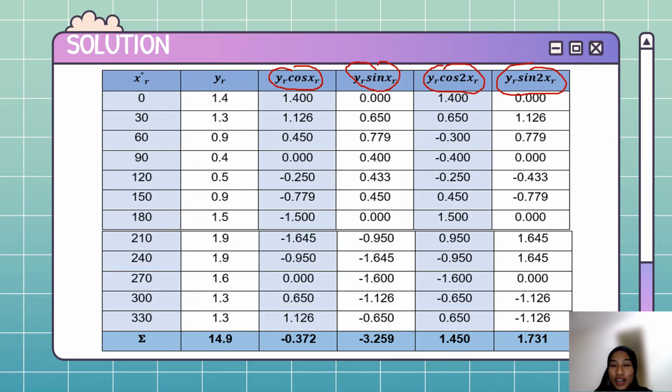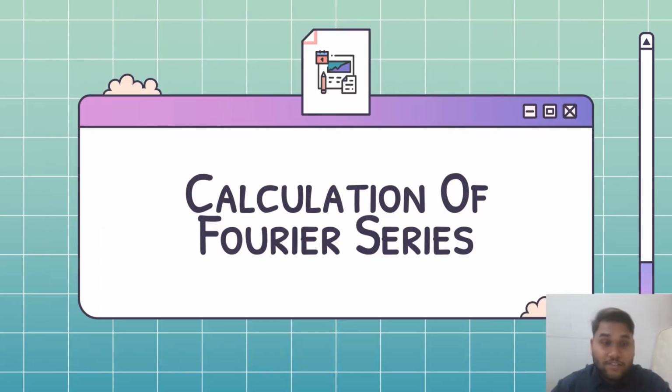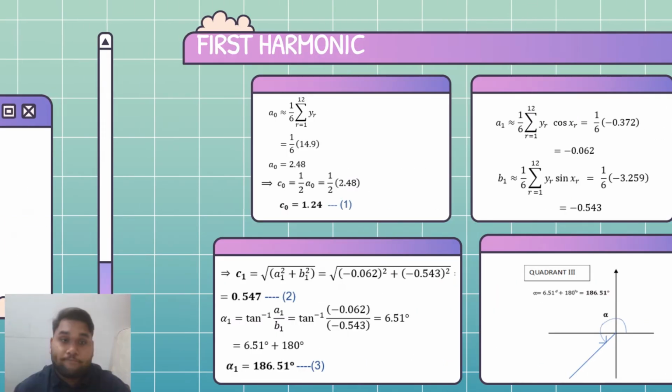After that, we total up all the values into the last table and we got the value of sum y is 14.9, for sum y cos x, negative 0.372, for sum y sin x, negative 3.259, sum y cos 2x is 1.45 and the last one is 1.731. Next, we will continue with the calculation of the Fourier series.